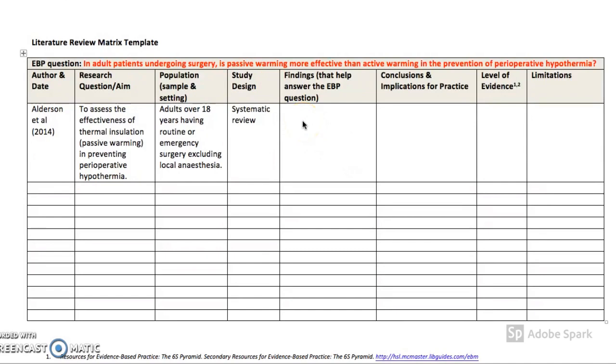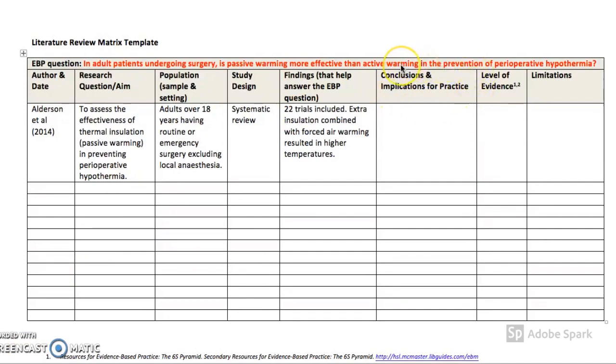In the findings column, write down what the study found, i.e. what the results were. It is helpful to look for and note down the findings that help to answer your EBP question, remembering that the article might contain other findings that do not answer your question, as research papers might have several different questions they seek to answer. In this instance, you are only concerned with the findings that answer your question.